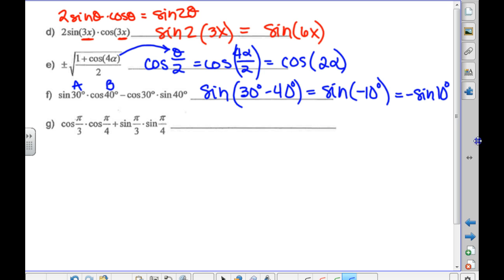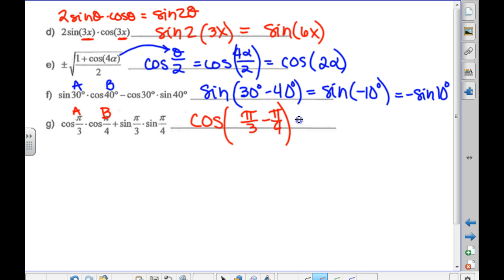All right, next one. Cosine cosine plus sine sine. Now I finally read one correctly, I think. Cosine cosine plus sine sine is cosine of A minus B. Is it minus? Plus. Plus, minus.